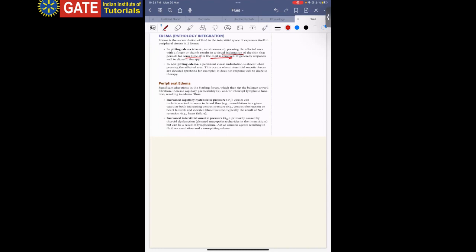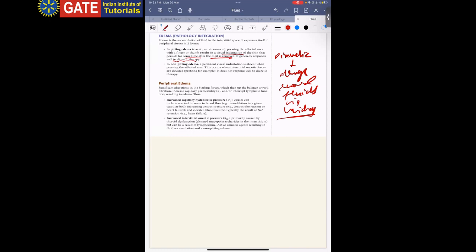And the important thing is when you give diuretic therapy, diuretics, these are the drugs that are helpful for removal of the fluid via the kidney. It will remove the excess fluids via the kidney. So this edema is an excess of fluid, so diuretics will be helpful.